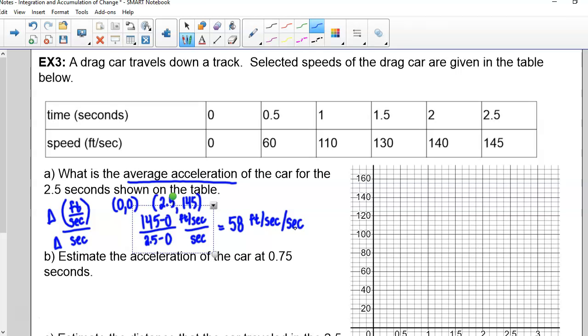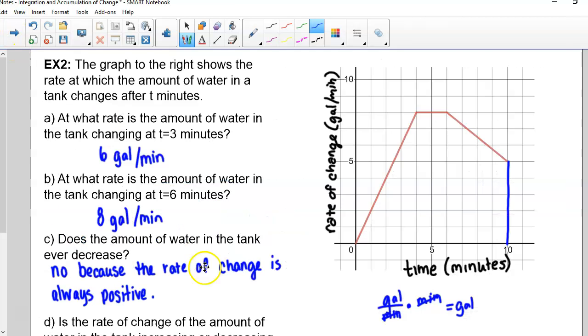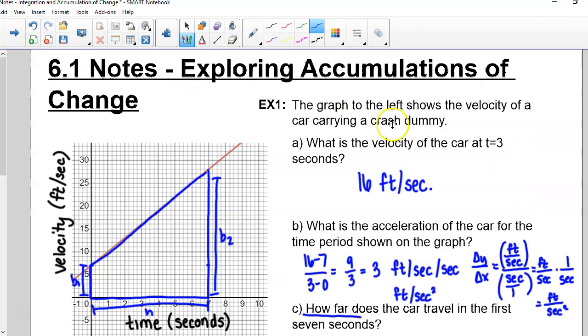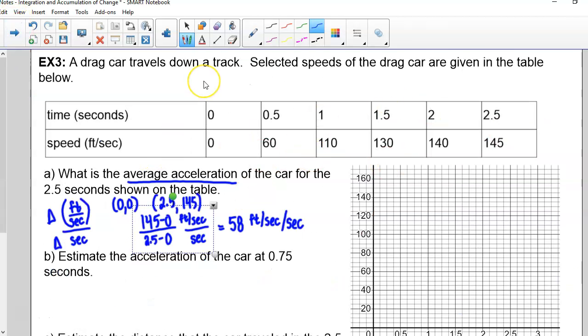So for this particular case, we can't find the actual instantaneous acceleration at a point because we don't have a straight line. On these problems, we had the graph and we could see if we were looking for acceleration, we could just give the slope of the line. But if you have a table, you probably won't be able to do that. So you have to just find the slope between the endpoints, and that'll be the average over that period. Okay. Questions on that?